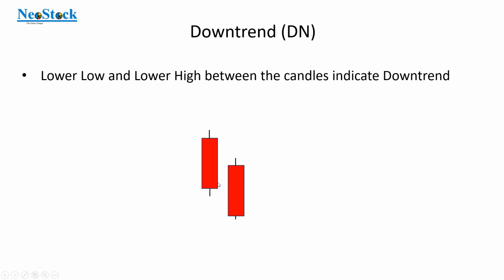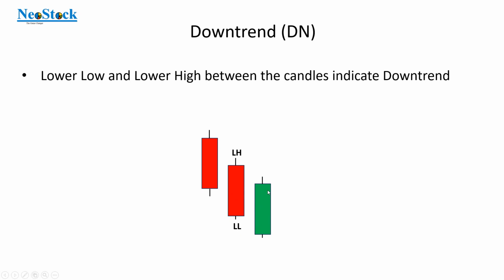Now compare these two candles. Compare the highs. Is it higher high or is it lower high? It is a lower high. Compare the lows. Is it higher low or lower low? It is a lower low. So we have lower high and also we have lower low.